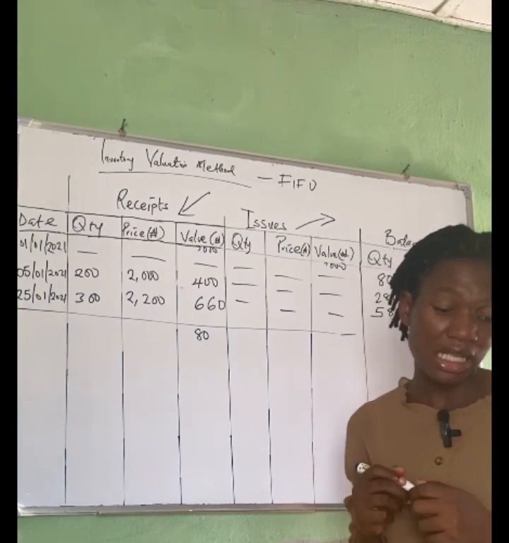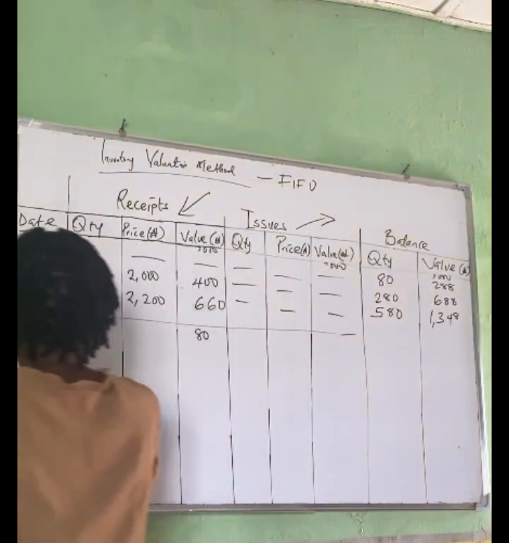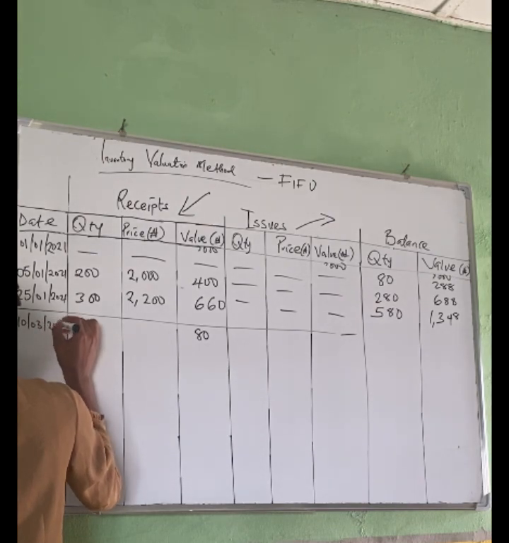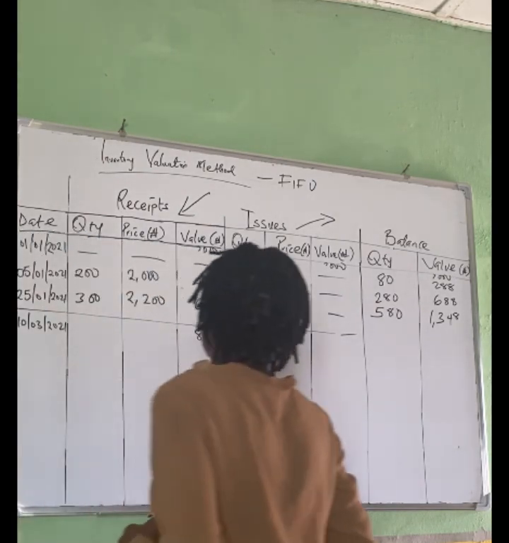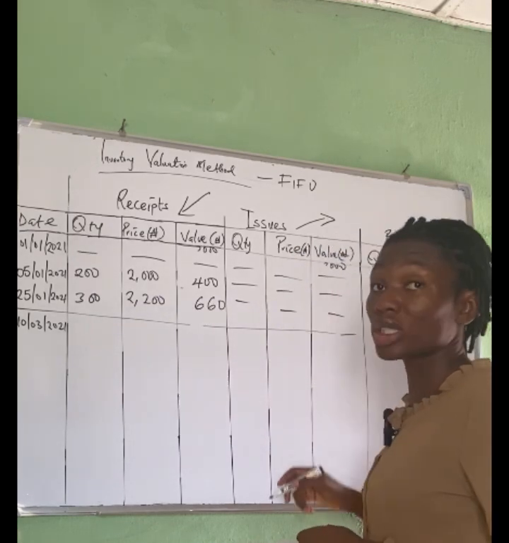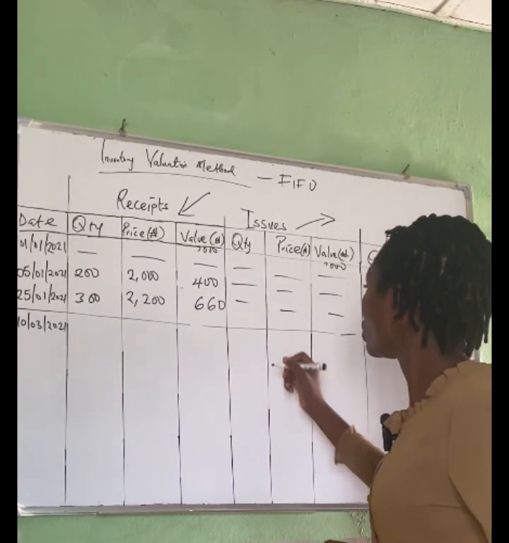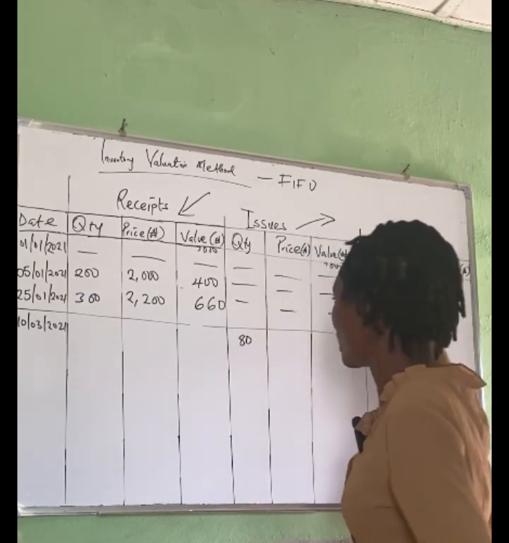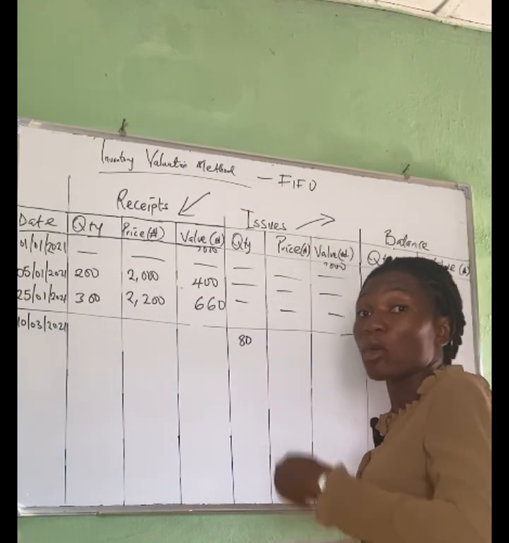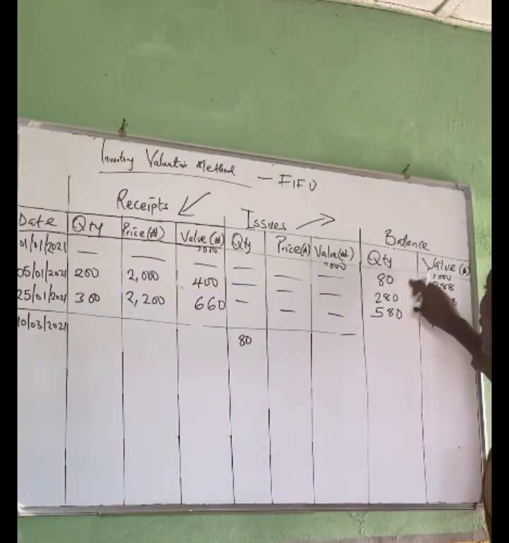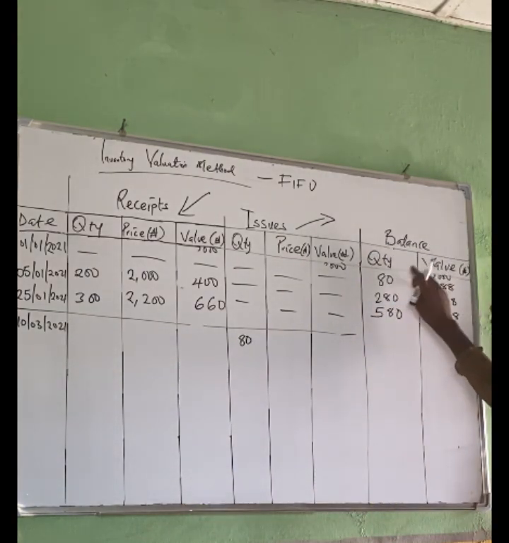Now what's our date? Our date is on the 10th of March 2021. So we are going to be issuing, this is an issue, okay? We are going to be issuing the 80 first. We have to finish first with the one that was available earlier before the next one, right? Good. Now how do we know the price? How do we know our unit price now, which we'll be using?